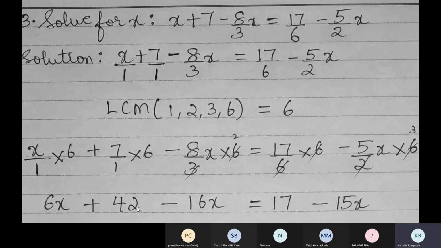Then plus 7 sixes are 42, minus 8 twos are 16x. This x, 8 twos are 16, and this x is equal to, since 6 and 6 get cancelled, 17. Minus 2 ones are 2, 3 twos are 6. So 3 into 5 is 15x. See, what is here is 5x into 3. How do you do 5x into 3? 5 into 3 is 15. Multiplication, you can. They may be like terms, unlike terms. You can multiply both. So 5 into 3 is 15 and x. Now tell me the next step.